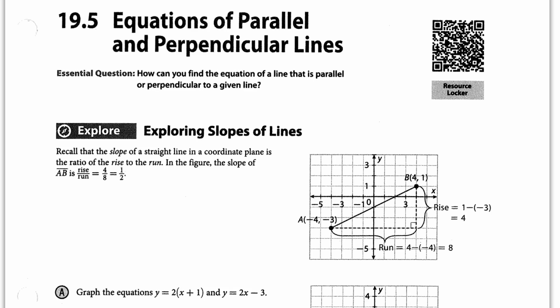Equations of parallel and perpendicular lines. Recall that the slope of a straight line in a coordinate plane is the ratio of the rise to run, also known as the change in y over the change in x. In the figure, the slope of segment AB is 4/8, since it rose 4 and went to the right 8. This can be reduced to 1/2.